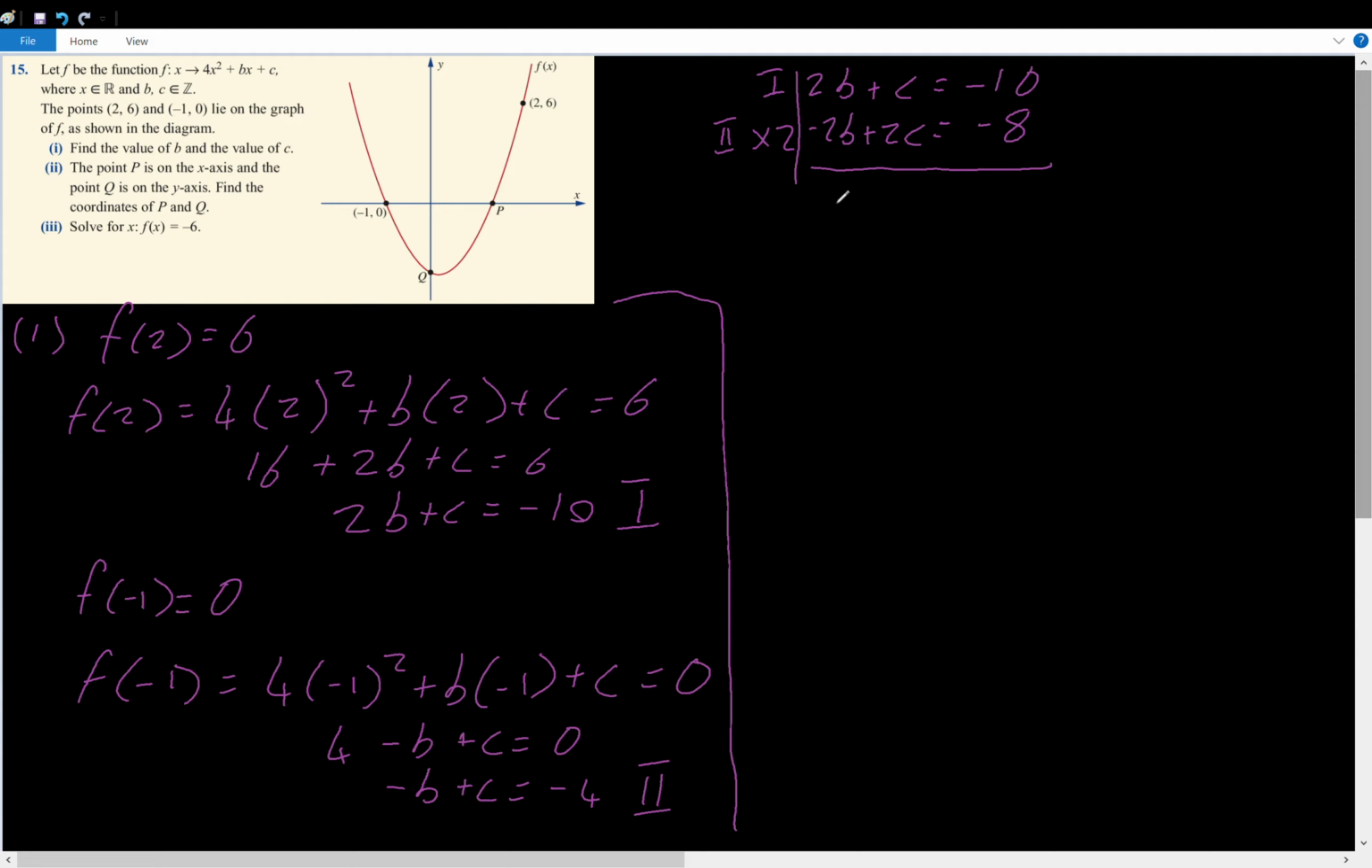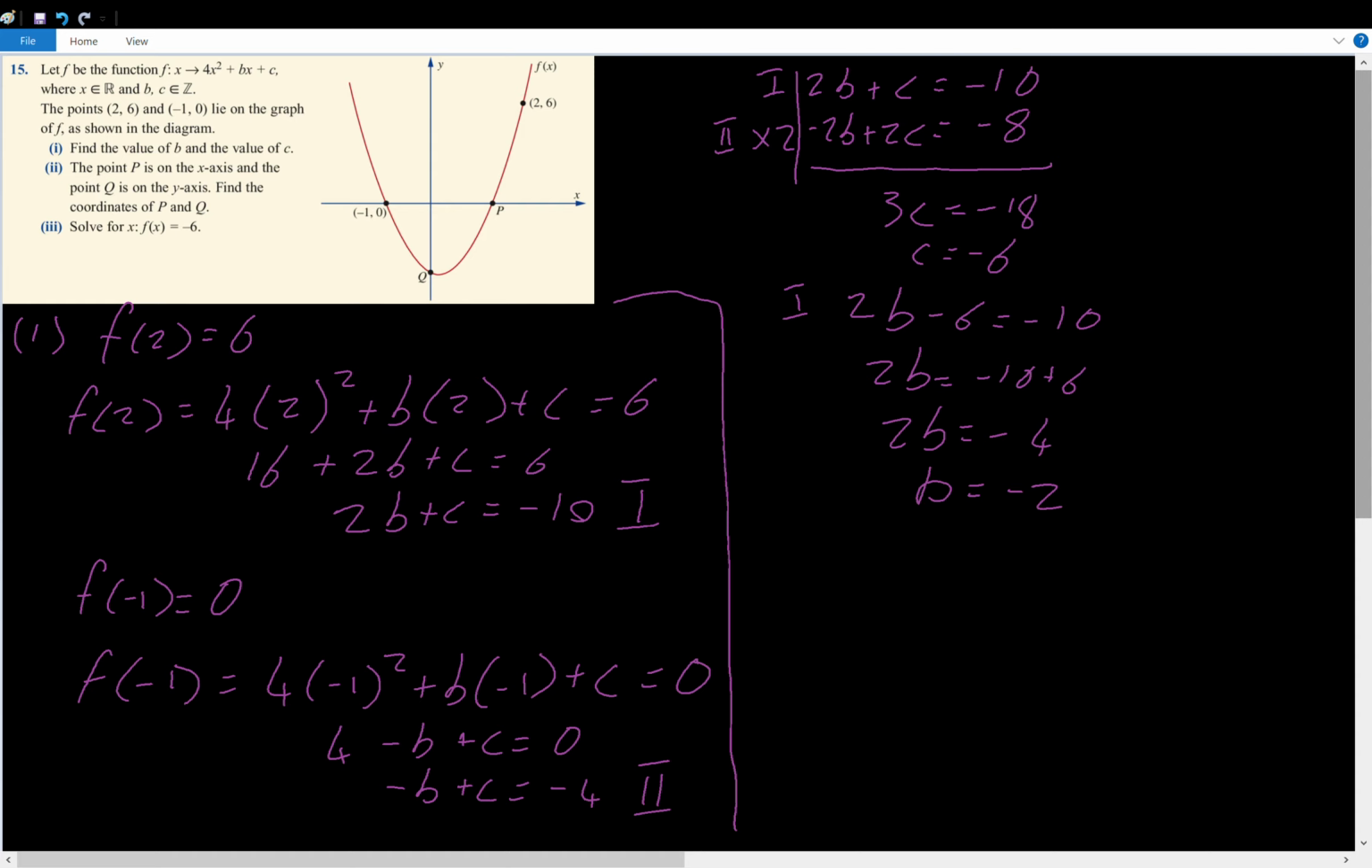2b minus 2b is 0. c plus 2c is 3c. And -10 minus 8 is -18. Which means that in this case, c is equal to -6. And now in order to get a value back out for b, we're just going to put our value for c back into either of our equations. So we'll go back into equation 1, which means 2b minus 6 equals -10. So 2b equals -10 plus 6. 2b equals -4, which means b is equal to -2.